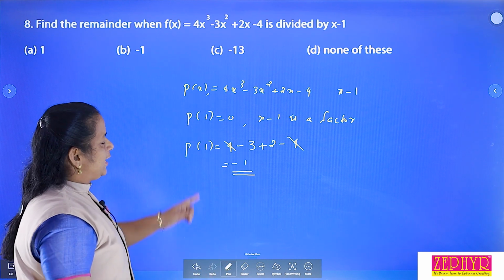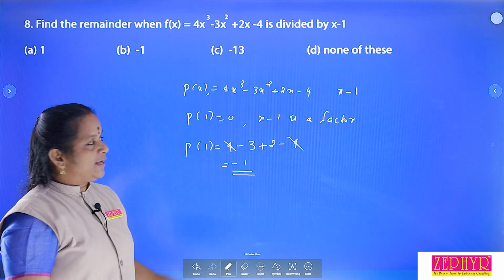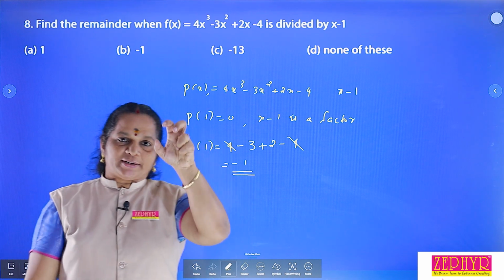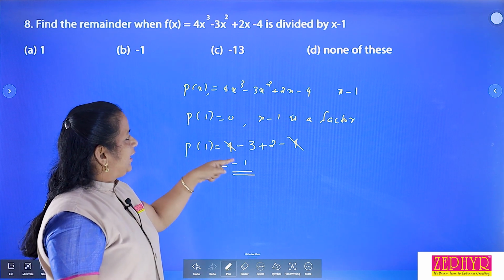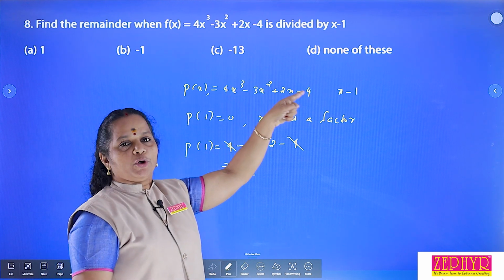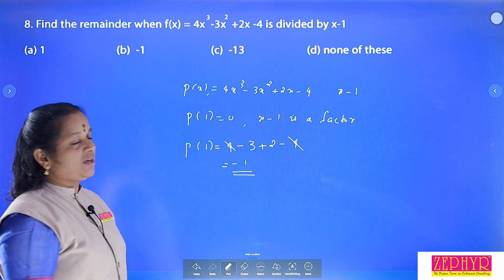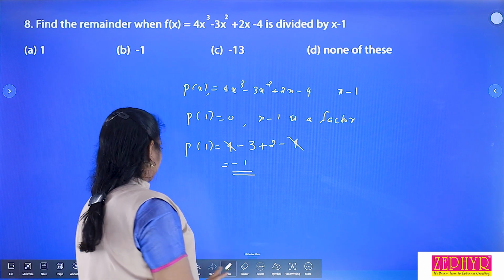So note this point: if x minus 1 is a factor of the given polynomial, then p of 1 is equal to 0. If x minus 1 is not a factor of the given polynomial, then p of 1 gives the remainder when this polynomial is divided by x minus 1. So the correct answer is option B, that is minus 1. Okay, then come to the next question.